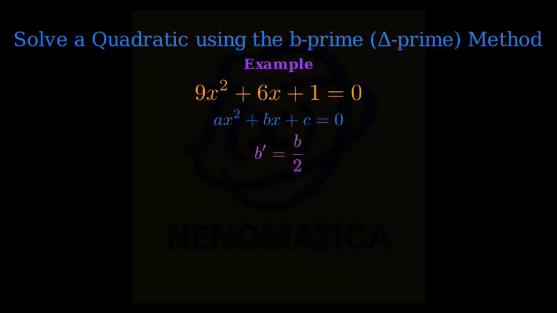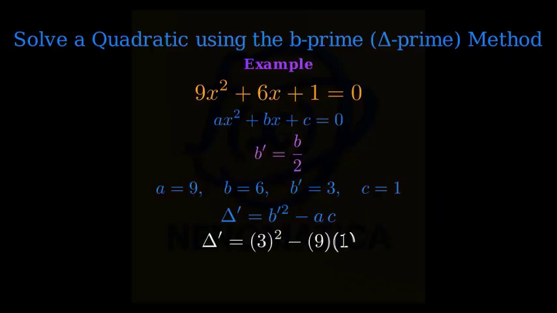We define b prime as b over 2. For our equation, a equals 9, b equals 6, so b prime equals 3, and c equals 1. Step 2, compute delta prime. Delta prime equals b prime squared minus a times c. Plug in the values. 3 squared minus 9 times 1. That is 9 minus 9, which equals 0.